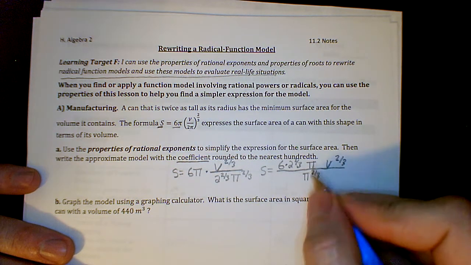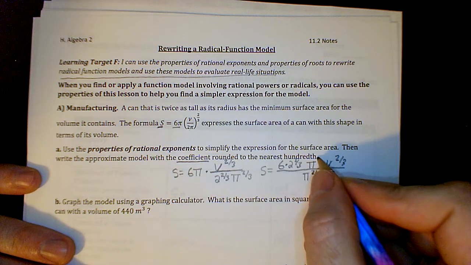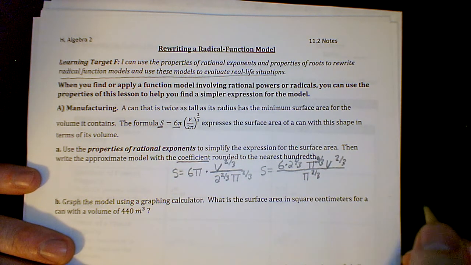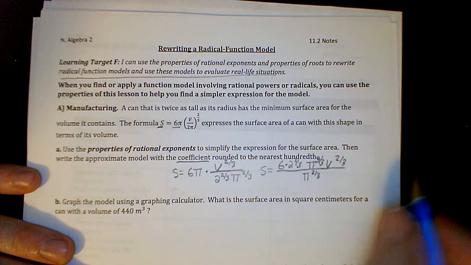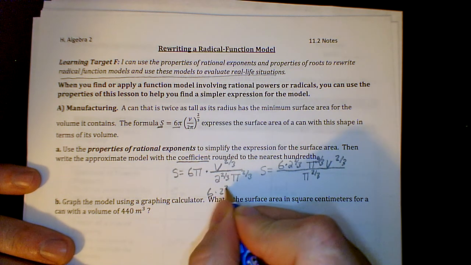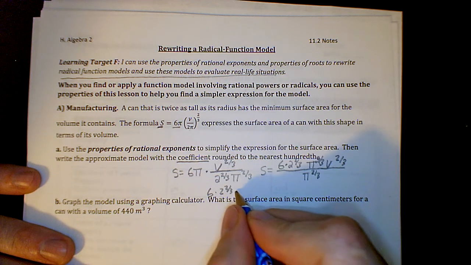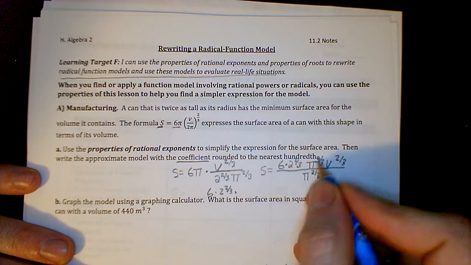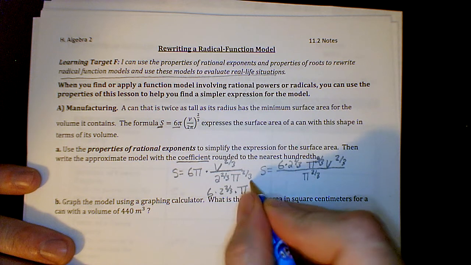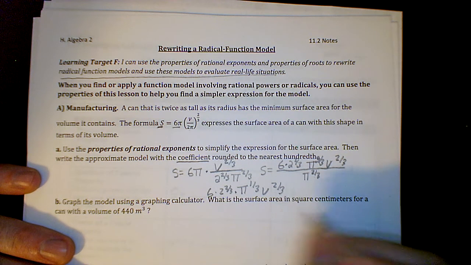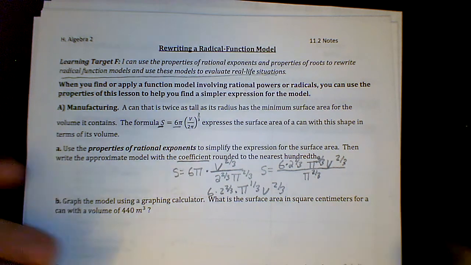Well, this is pi to the first, so let's write it with a common exponent, a common denominator, so that's 3/3. Let's keep 6 times 2 to the 2/3, times pi to the 3/3 minus 2/3. Same base, keep and subtract. That gives us pi to the 1/3, and then V to the 2/3. So I'm going to put all those numbers in the calculator.